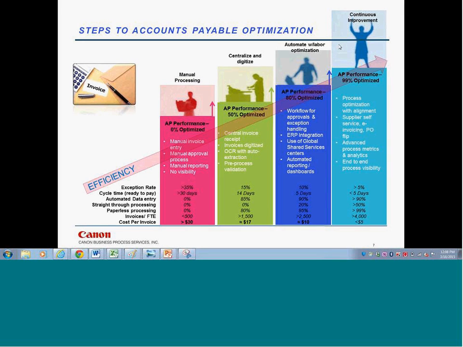That provides supplier self-service, for access to it, for electronic invoicing, PO flip, for advanced metrics and analytics. It's not important to accounts payable, but that's important to other people in your organization, such as procurement for spend analytics, finance, treasury as it relates to cash. And very important, you now have end-to-end process visibility. So the jump in benefits in terms of cost per invoice declining from stage to stage isn't as dramatic as you see in some of the earlier stages. It really lets you become a world-class AP organization.